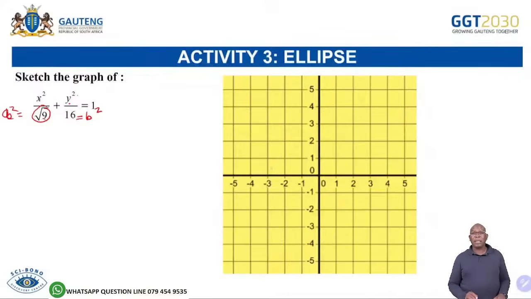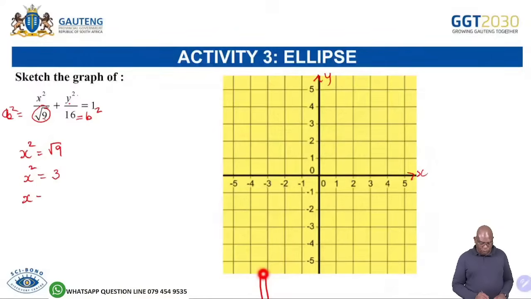So I need to find my intercepts. If I go to x squared, it's equal to a squared, and I put square root of 9. I'm going to get x squared equals 3. But I need the x value. Remember, this is the x-axis, this is the y-axis. I need this x value. So x will be plus or minus square root of 3. Meaning that square root of 3 will be between 1 and 2. So 1,73 I think. So that will be somewhere there, and this one will be somewhere there.